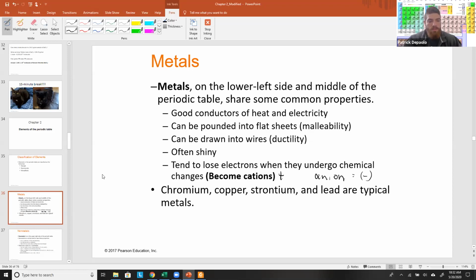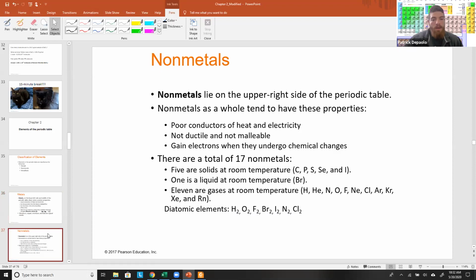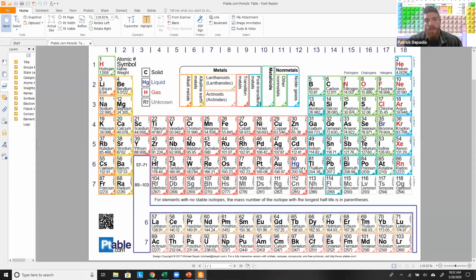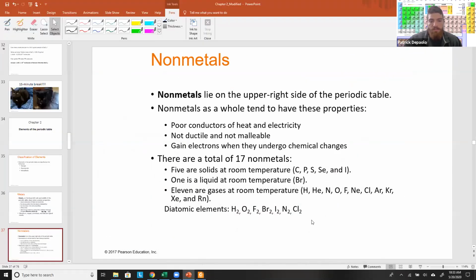All right, so there are a lot of metals. Then you have the nonmetals. The nonmetals lie on the upper right side of the periodic table. Starting at carbon, phosphorus, selenium, iodine, all of that to the right is nonmetals. So you have this group and then parts of these groups. They're all nonmetals. Not many of them. There's maybe 20, or 15. So, 17. Nonmetals are not good at conducting electricity.